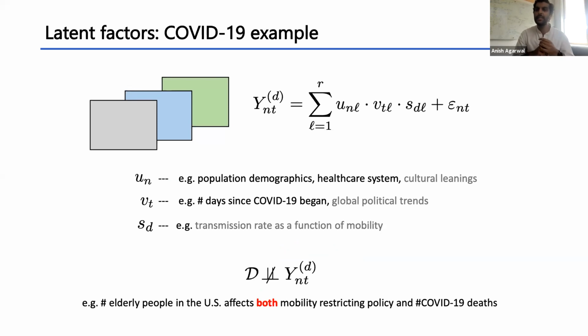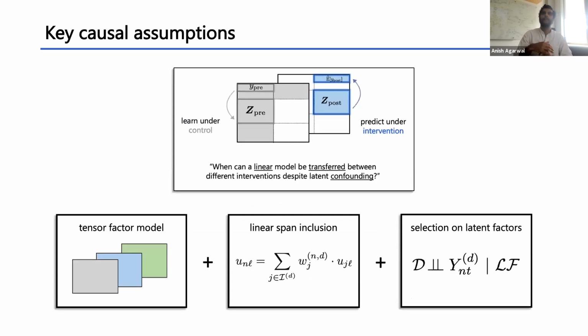And clearly you see here that the intervention assignment D is not independent of the potential outcome, right? Because the number of elderly people in the US is going to affect both the mobility restricting policy that you put in place and the number of COVID-19 deaths. But the hope is that the latent factors are rich enough that conditional on them, the potential outcomes and the treatment assignments become independent. So what we set out to ask in this section is, when can we transfer a linear model between different interventions despite latent confounding?